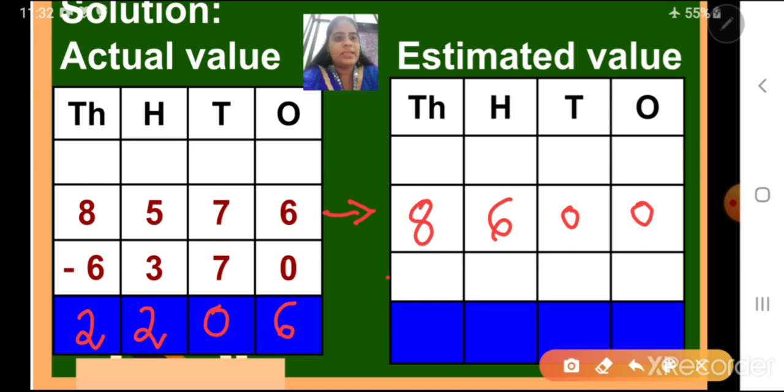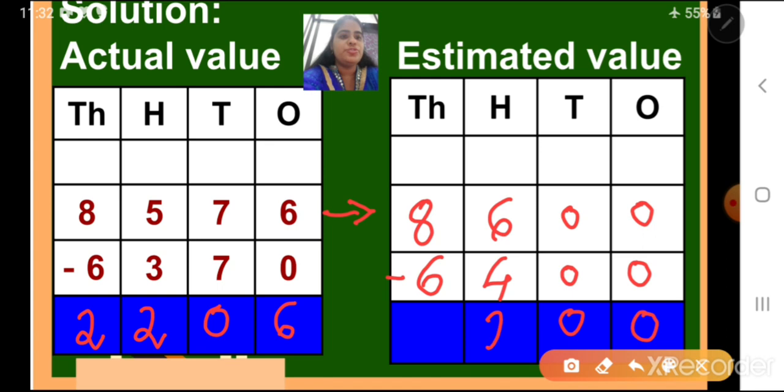So the subtrahend will be 6400. Now let us subtract. 0 minus 0 is 0. At 10's place also we have 0. 6 minus 4 will be 2. And 8 minus 6 is 2. So children, our estimated value is 2200.